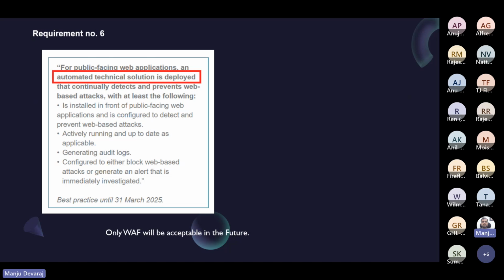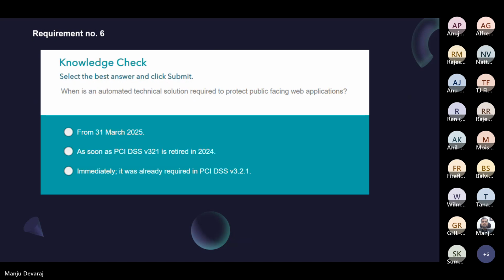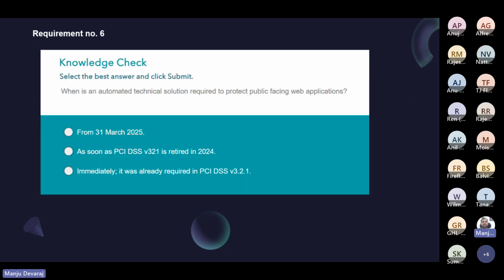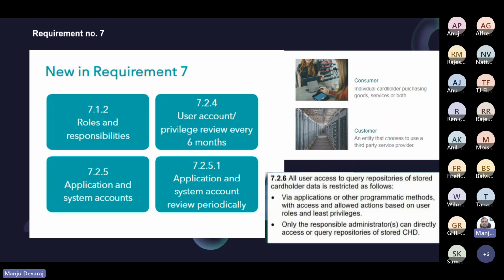Now, as part of 6, I clearly said, for public-facing web applications, an automated technical solution is deployed that continuously detects and prevents web-based attacks, application-based attacks. So, the best practice until March 2025, WAF is mandatory. Now, when is the automated technical solution required to protect? We already saw that: from March 31st, 2025.